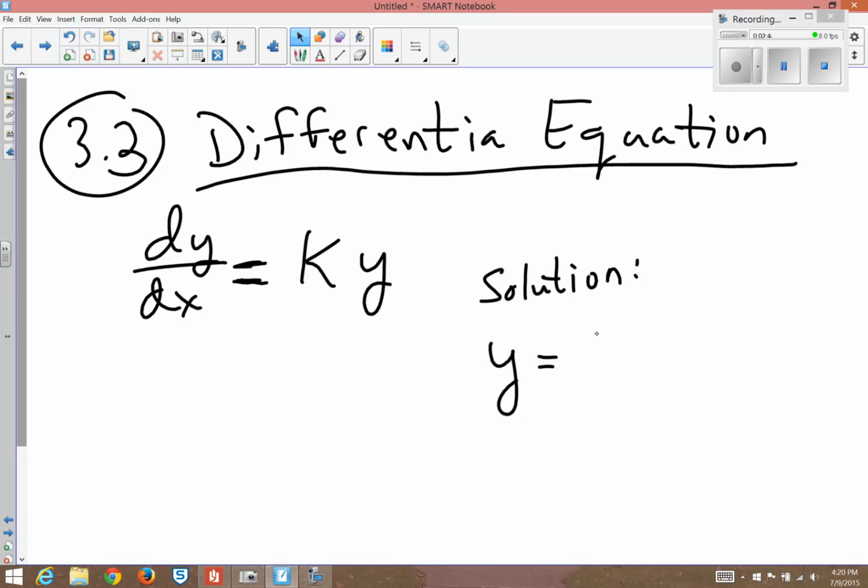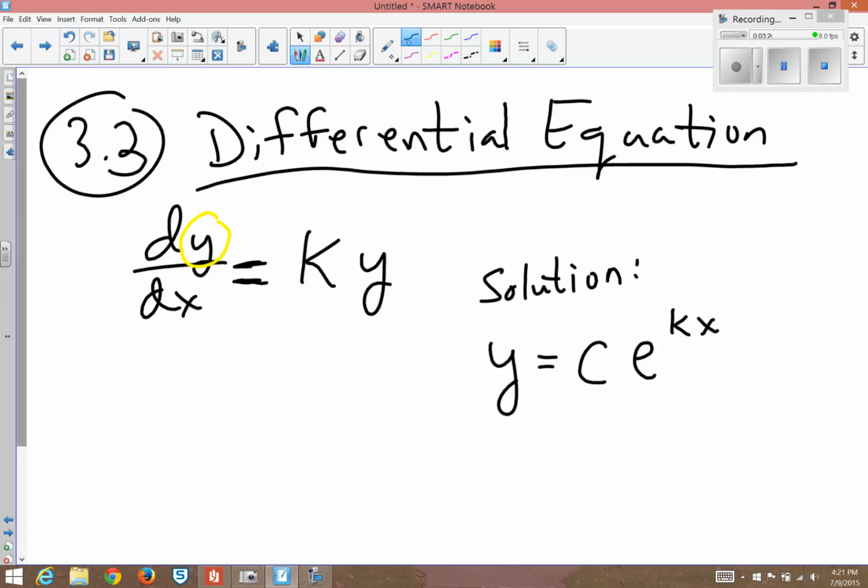y equals c e to the kx. Now this is going to take a lot of getting used to, so you'll see an example, but you're going to want to practice a lot. To solve a differential equation means to get this variable all by itself on one side of the equal sign and not at all on the other side. But the variable that's down here, in this case x, will be on the other side of the equal sign. So y all by itself equals this.